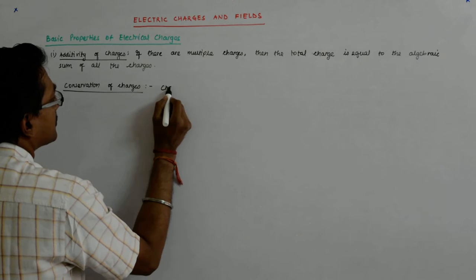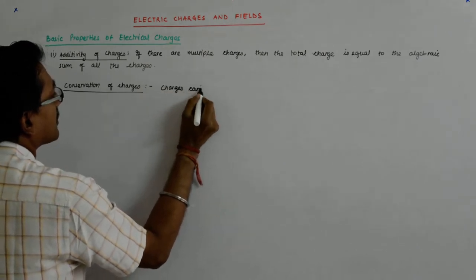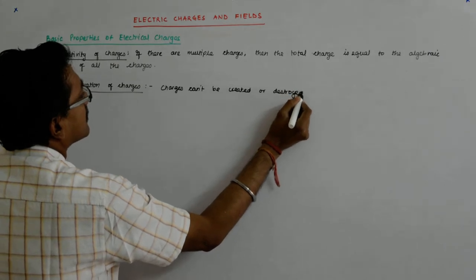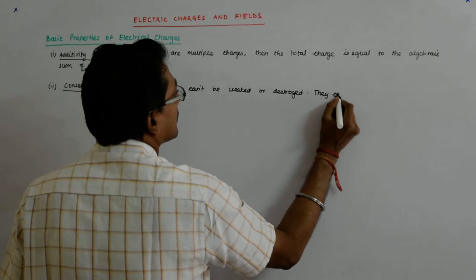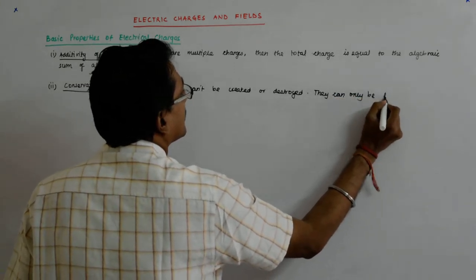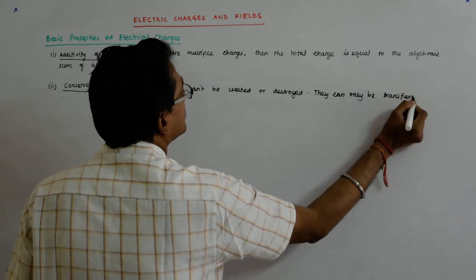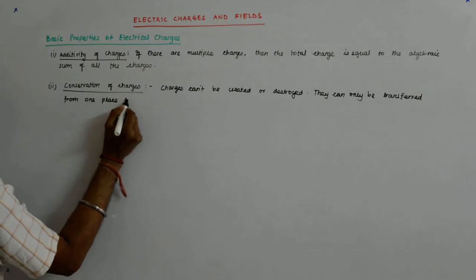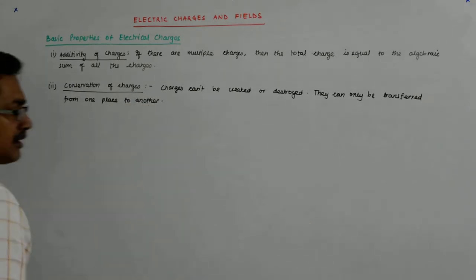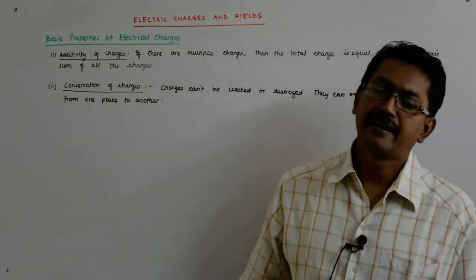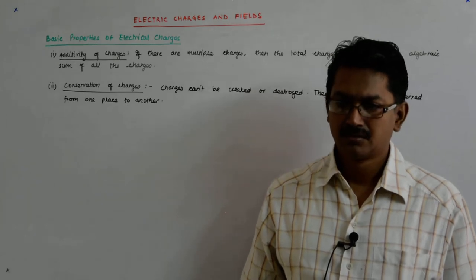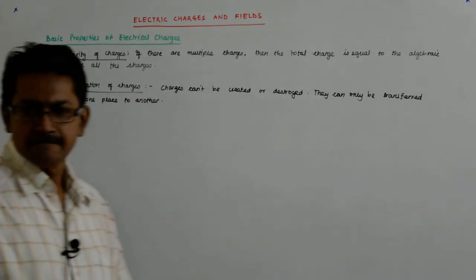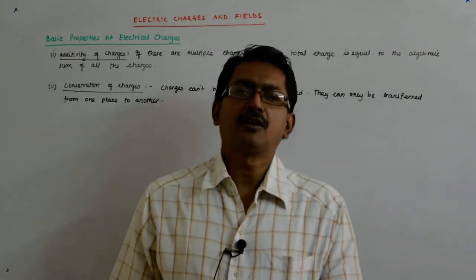Charges can't be created or destroyed. They can only be transferred from one place to another. So it was no wonder that the silk cloth and the glass rod were getting oppositely charged to an equal magnitude, right? You cannot create charges, right?